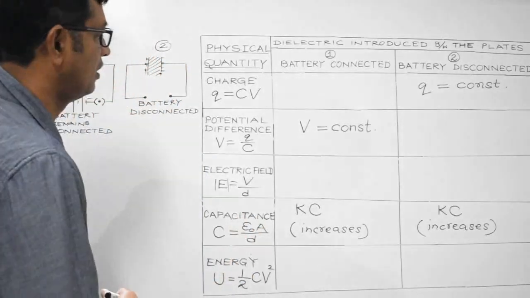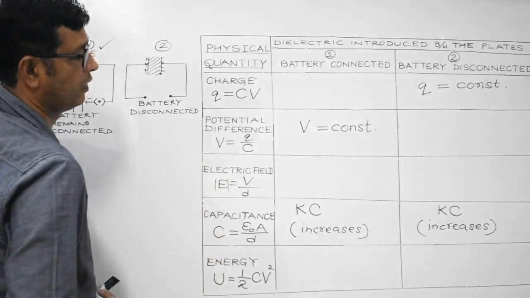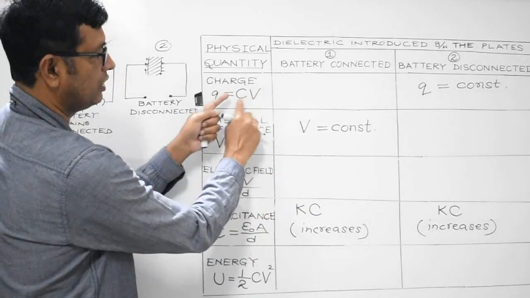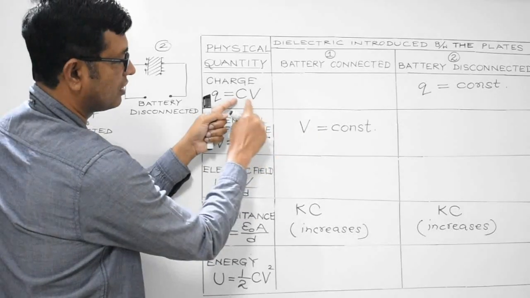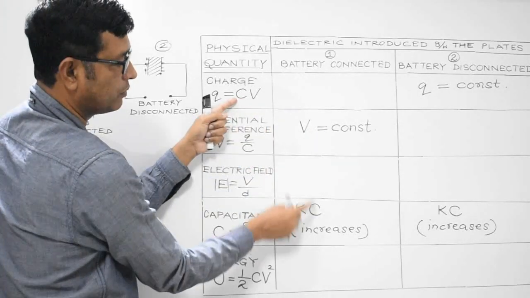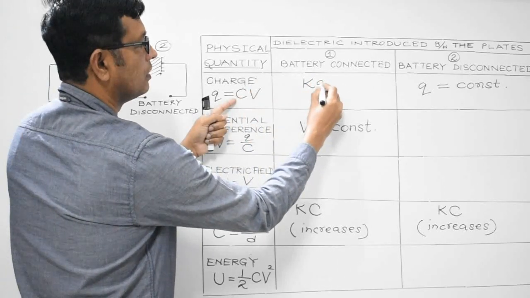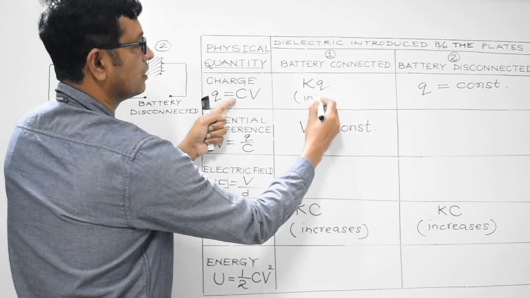So let's start with this one. Okay, over here. Now V is known to us and C is known to us. Q is equal to CV. Now look, potential is constant. C becomes K times. So charge will also become K times. That is, it increases.